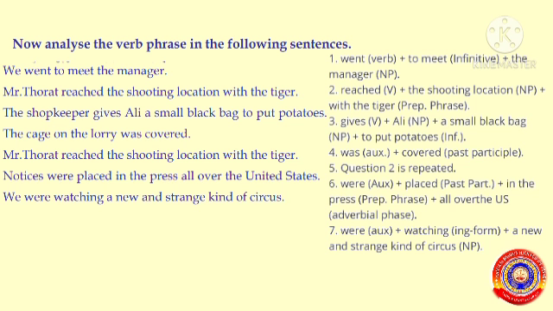Question 5, question 2 is repeated, and in question 6, notices were placed in the press all over the United States. Here, were is the auxiliary verb, placed is the past participle form, in the press is a prepositional phrase, all over the US is an adverbial phrase. The last one, we were watching a new and strange kind of circus. Here, were is the auxiliary verb, watching is the ing form of the verb, a new and strange kind of circus is a noun phrase.